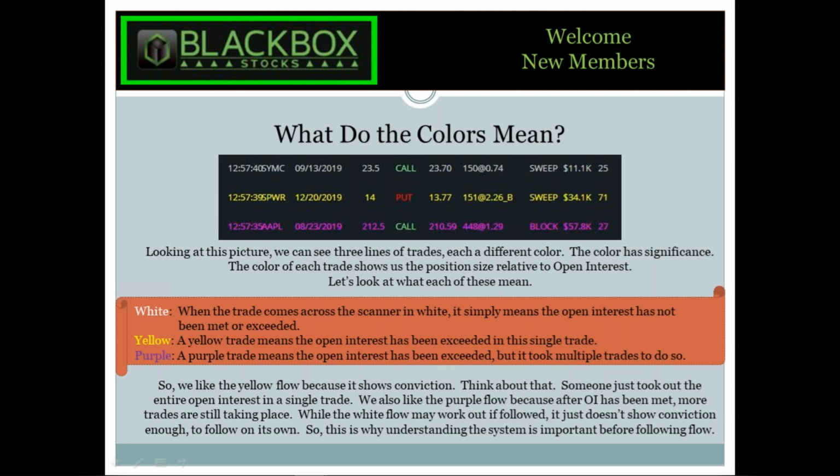White, open interest hasn't been met. Yellow, it's been met in a single trade. Purple, it's been met, but not in a single trade. So from that point forward, if that contract is traded, they will all be purple because open interest for the day has been met. So again, we like yellow and purple. Yellow is showing us conviction. There's a large single trade that took out OI. Purple is showing us repeated buying, which tells me there's a potentially large position being built.